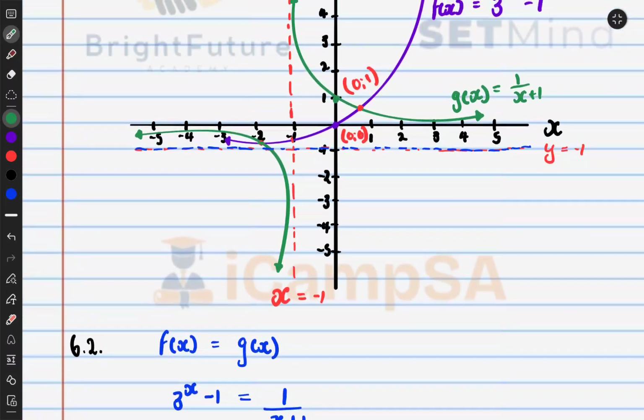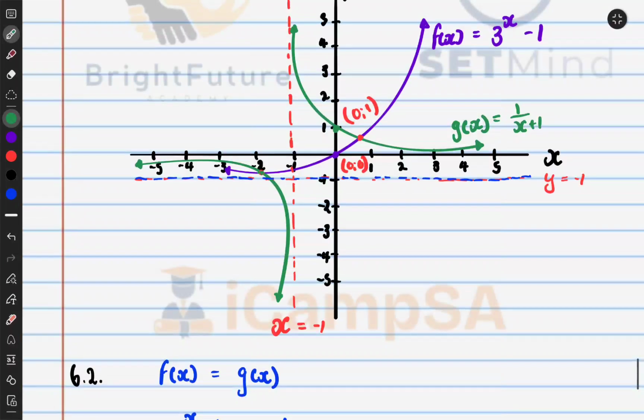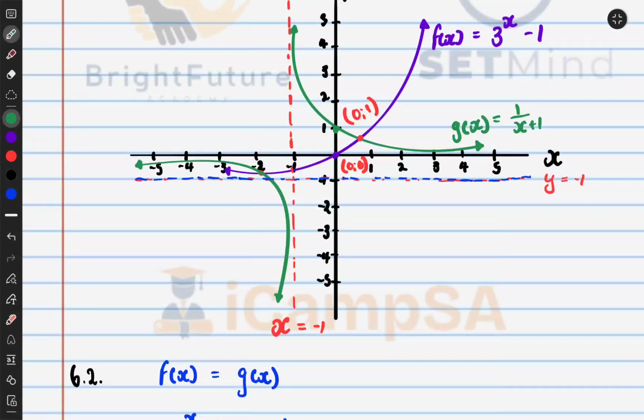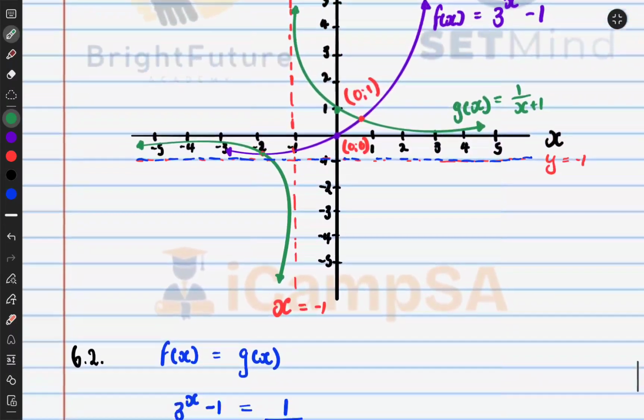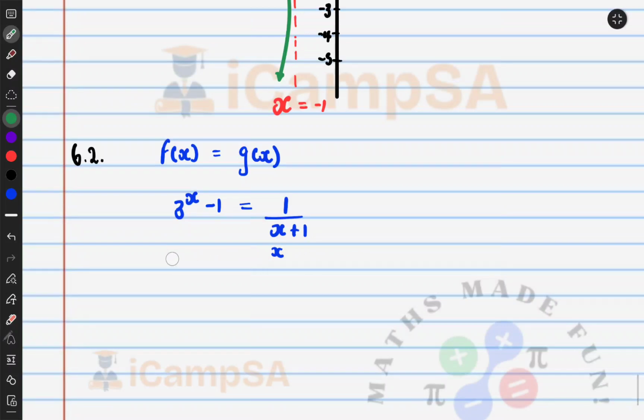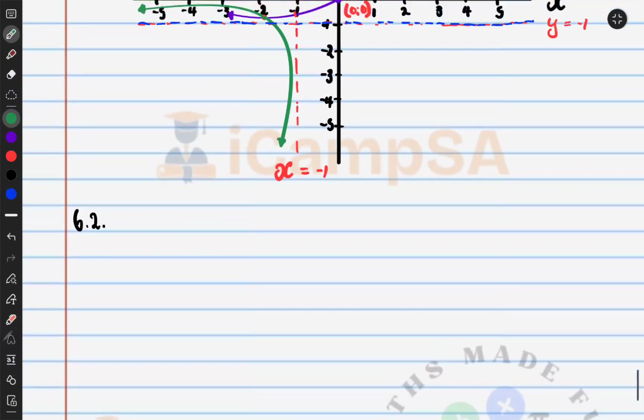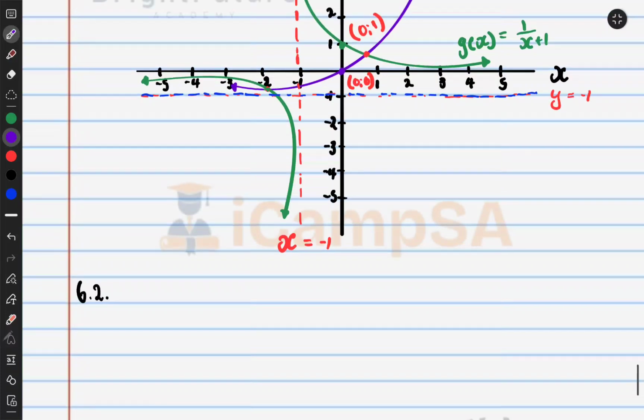So the x value is between 0 and 1, and the y value is also between 0 and 1. Okay, so we have to estimate here, and in order to estimate, we're looking for the coordinates.